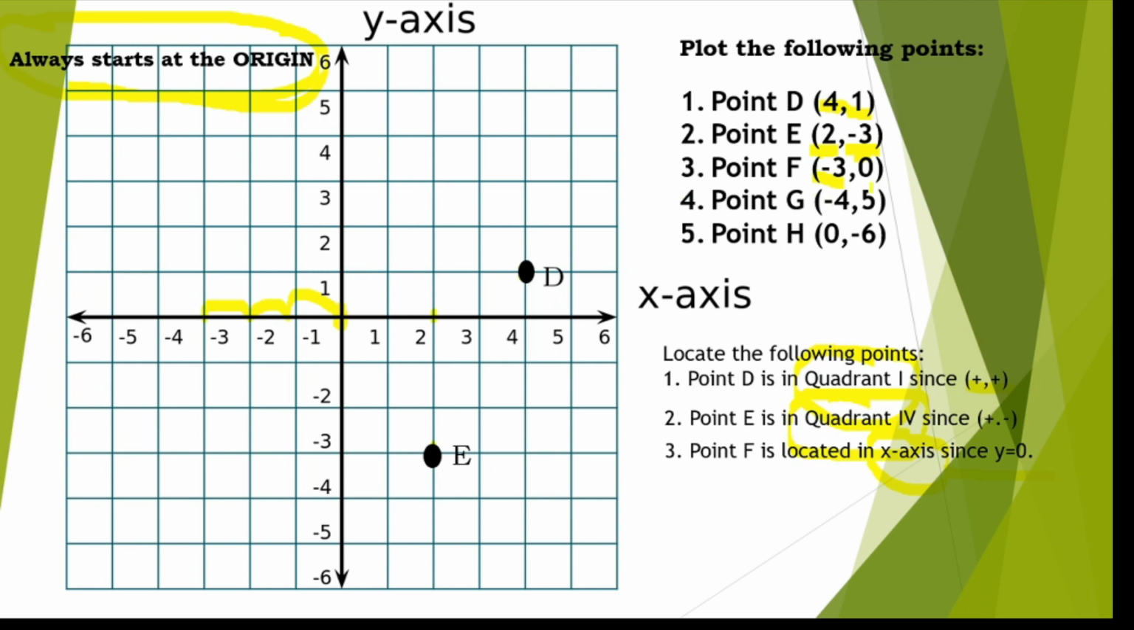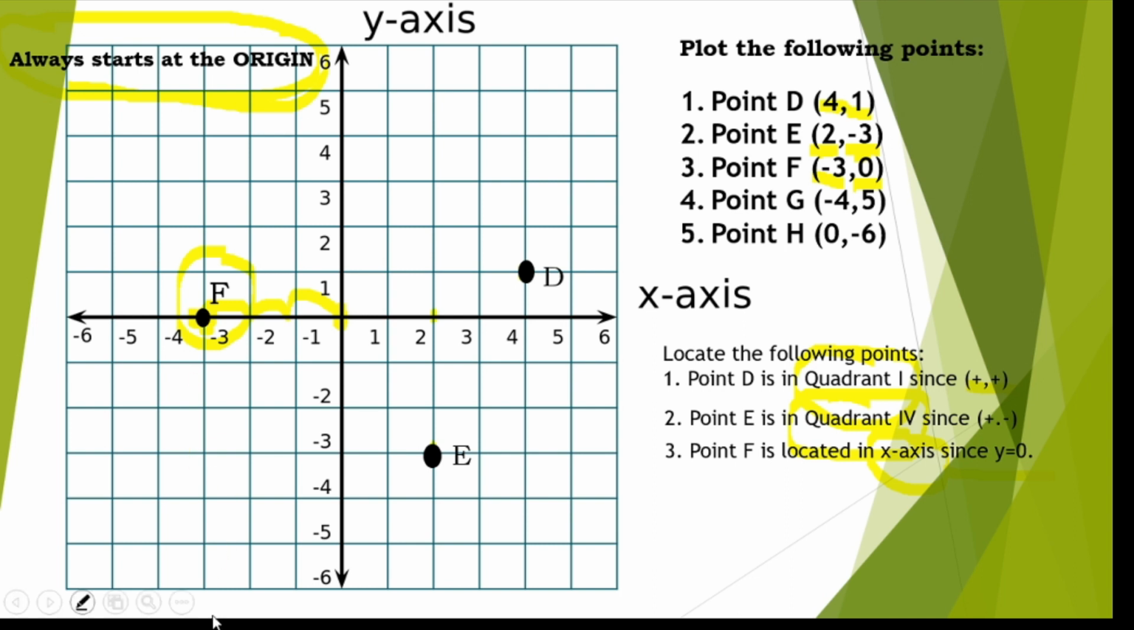And then identify the value of y, which is 0. What does it mean? It means that we are not going to move upward or downward. We stay at this point since the value of y is 0. Then finally, we plot the point. Alright, and then we denote letter F. So guys, this is now our point F located at the x-axis.